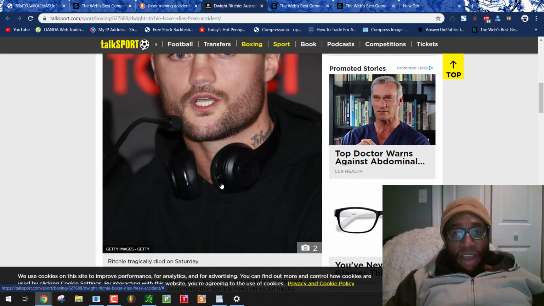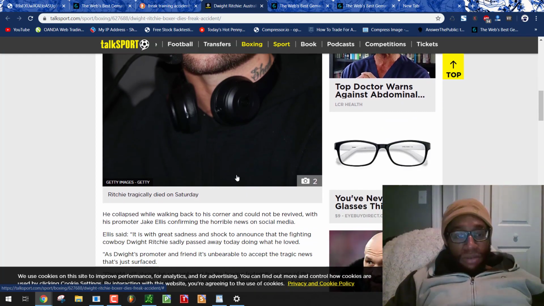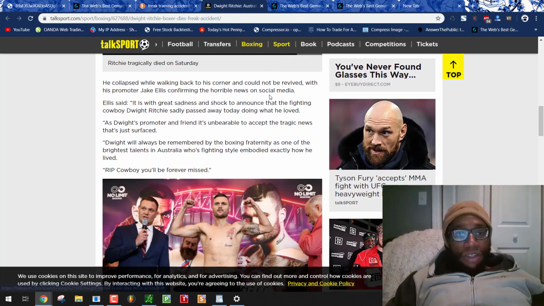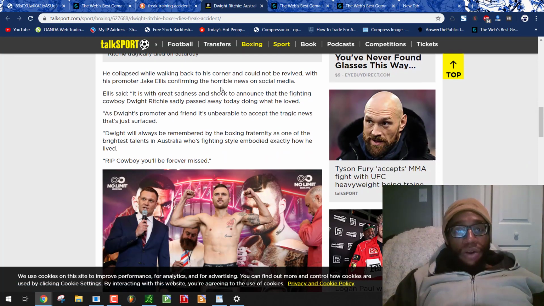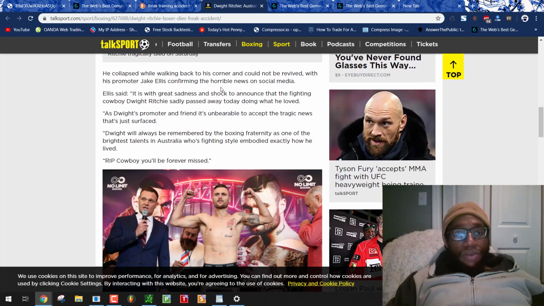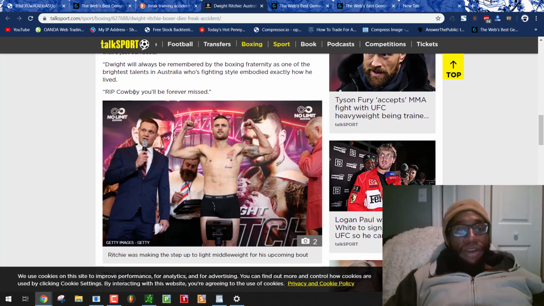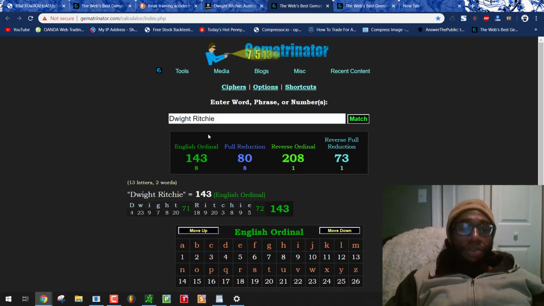I wish I knew what this tattoo said. And I wish I knew what it said behind him. I don't know that logo. He collapsed while walking back to his corner and cannot be revived, with his promoter, Jake Ellis, confirming the horrible news on social media. This guy was murdered by his employers. Rip, cowboy. You'll be forever missed. And don't forget RIP equals 38.